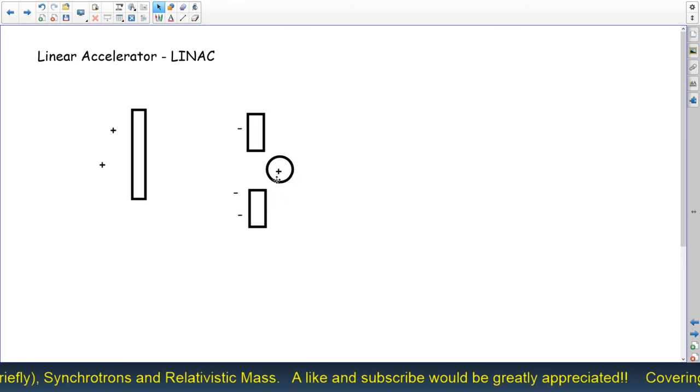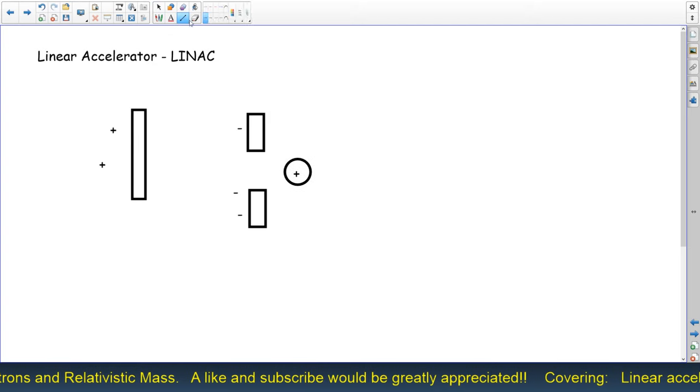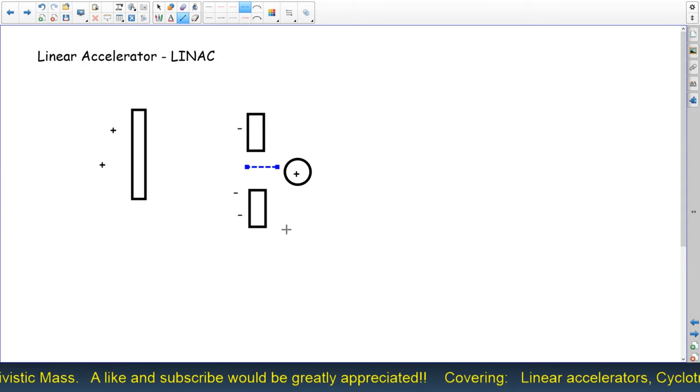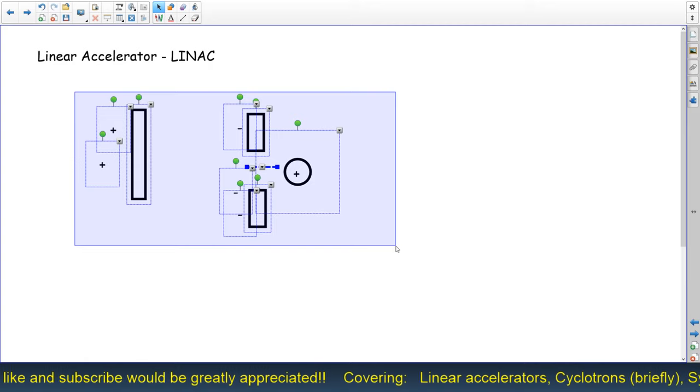Now the problem with that is that as soon as it gets through here, well, this is a negative plate, isn't it? So it's going to start decelerating this object. So that's it. You've had your gettings. You get the acceleration across two plates. So let's see if we can't do a little bit better.